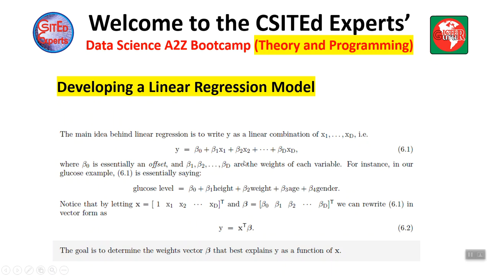For instance, if I have a healthcare data set, and we have glucose level, we can write glucose level equals beta 0 plus beta 1 times height, plus beta 2 times weight, plus beta 3 times age, plus beta 4 times gender. That means the glucose level of a person depends on all of these: height, weight, age, and gender. Once we get this beta, then it's easy to find y equals x transpose beta.